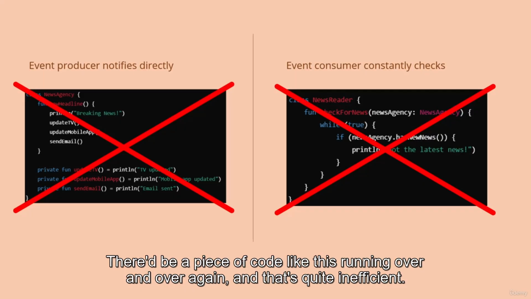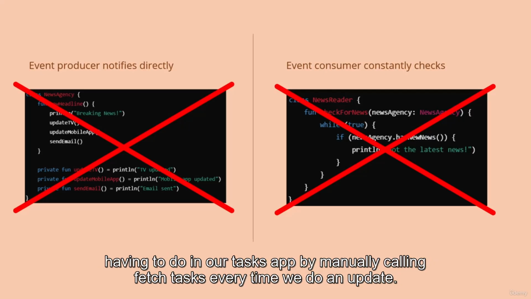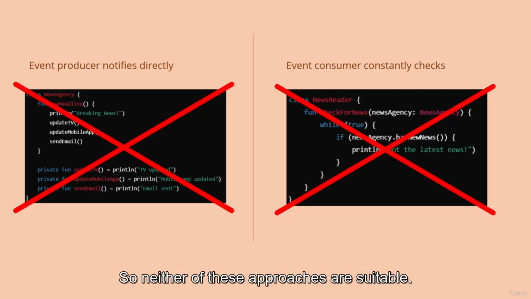You can imagine there'd be a piece of code like this running over and over again, and that's quite inefficient. You shouldn't force your consumers of the events to have to keep on checking manually, just like we're having to do in our tasks app by manually calling fetch tasks every time we do an update. So neither of these approaches are suitable.